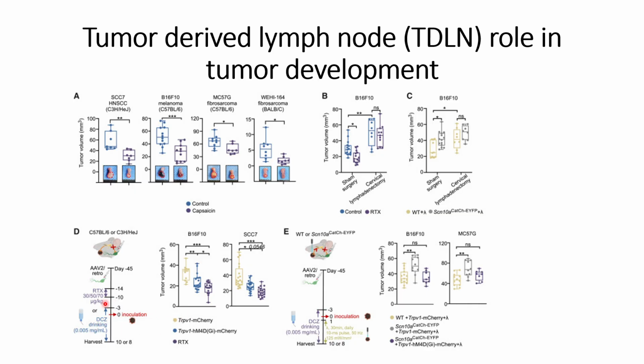What they are able to see is that RTX based tumor suppression is less pronounced compared to the HM4DGi based tumor suppression in the presence of DCZ. This is true for the B16F10 cancer cells and SCC7 cancer cells. They checked it in the 2 cancer cells, and in both the cancer cells they are able to find the same results. Afterwards, they checked the other system, that is CatCh based optogenetic activation, whether the tumor progression can be reversed.